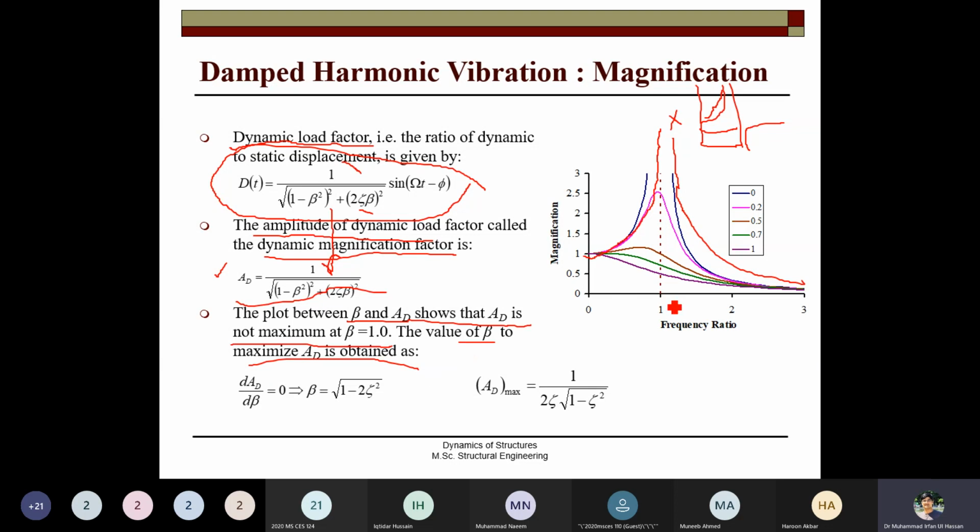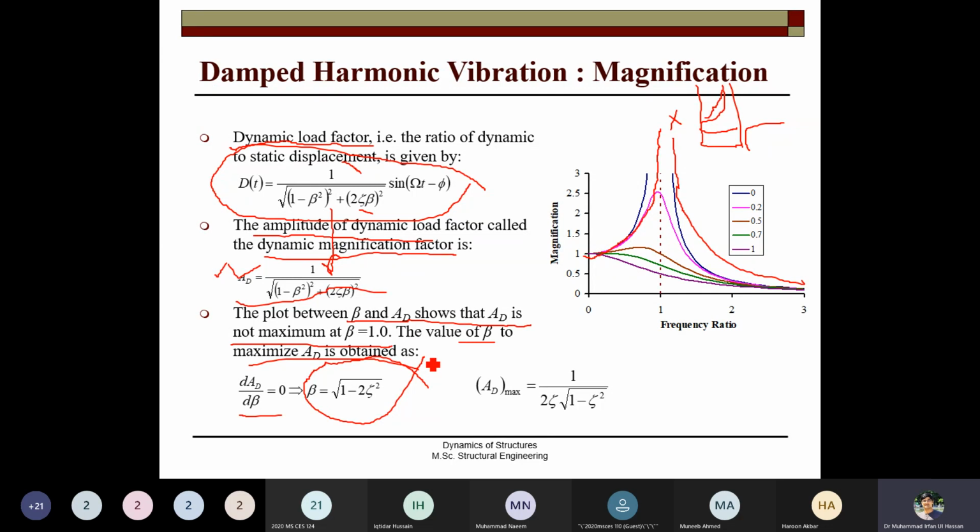So not at beta 1 actually. We can get that. How? We can differentiate this with respect to beta, and this gives you the peak, because of damping the peak does not occur at exactly 1. So beta is square root of 1 minus 2 zeta square, very close to beta 1.